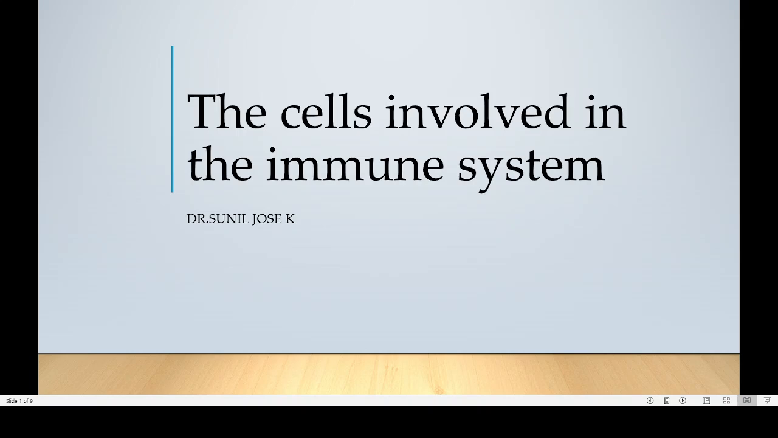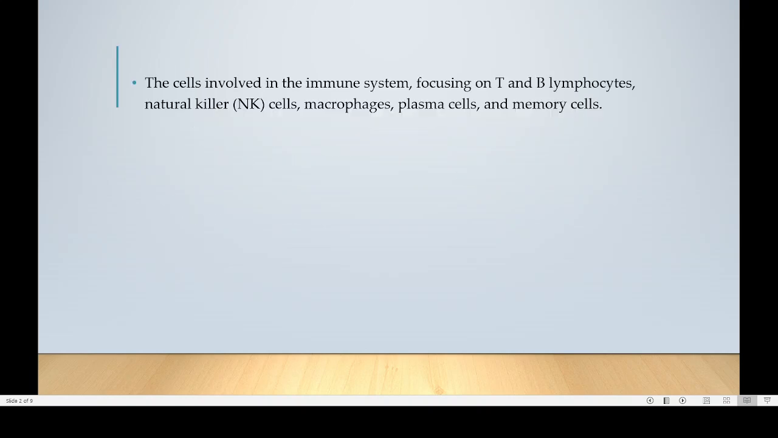So in this topic we will be discussing mainly about the cells of the immune system, and according to your syllabus these are the topics that you have to study: T and B lymphocytes, natural killer cell, macrophages, plasma cell and memory cell, and we will discuss them one by one. First we will see what are the cells. These are the main type of cells which I have already told you.